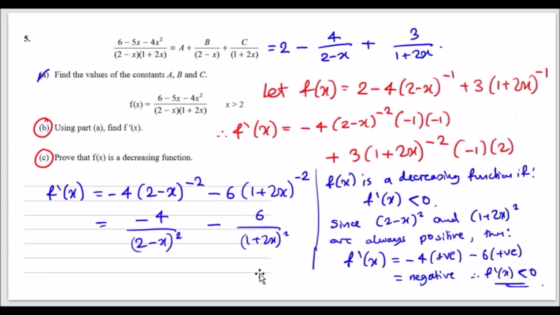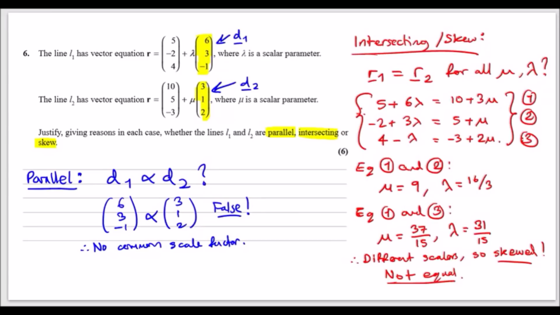Okay. Well, so far so good. Let's move on to question 6 now. Okay, guys, number 6. Let's check it out. So the line L1 has the following vector equation. So you're given the position vector, the initial position vector, and the direction vector, which I call D1.